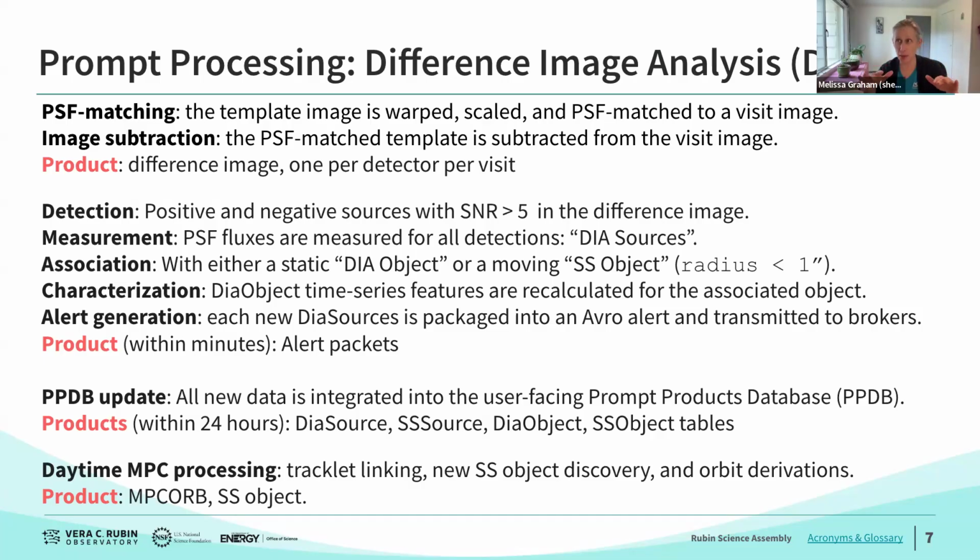And then the final step for the prompt processing pipeline is alert generation. So each new DIA source, every new signal to noise ratio greater than 5 detection in a difference image, all the information that we know about it, the triggering source, and the associated object or solar system object, it's all packaged up into an AVRO alert packet, AVRO is just the format, and distributed to brokers. So the product of this real time processing, which happens within about 2 minutes of a new image coming off the telescope, is the alert packet.